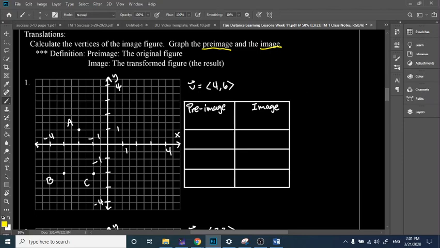Alright. Preimage just means the original. Image means the transformed, the result. Okay, so now let's look at these. Let's try to get those points then. A is, let's see, negative 2, 1.